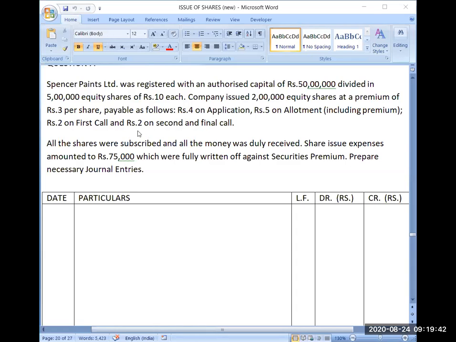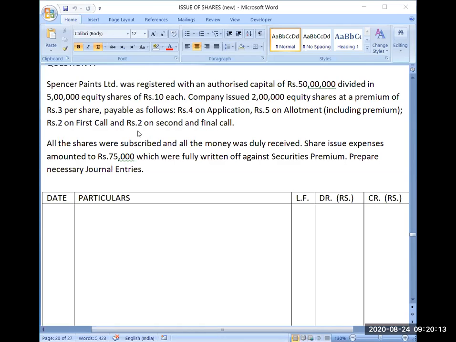Now it is further saying all the shares were subscribed. So how many applications? Please listen to the question carefully. What I am asking is the number of applications received, or applications received for how many shares. I am asking the number of shares, not amount. Just tell me how many applications you have received, or applications for how many shares.